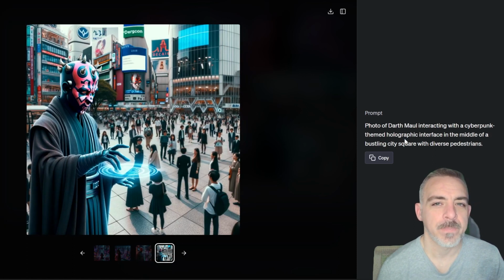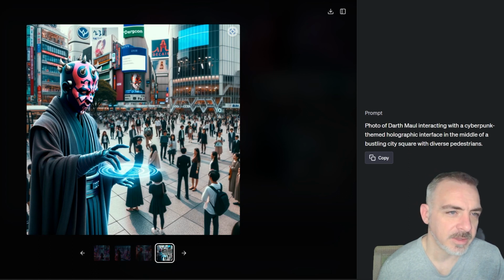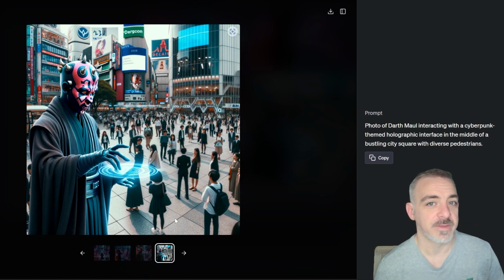This one. Photo of Darth Maul interacting with a cyberpunk-themed holographic interface in the middle of a bustling city square with diverse pedestrians. Yeah, this one's not very cyberpunk at all. It's considering this little holographic thing it's got going on as the cyberpunk part of this image. I don't really like this one, and his fingers look kind of weird there. Man, AI cannot get fingers right. Still. All right, let's move on to our next prompt.